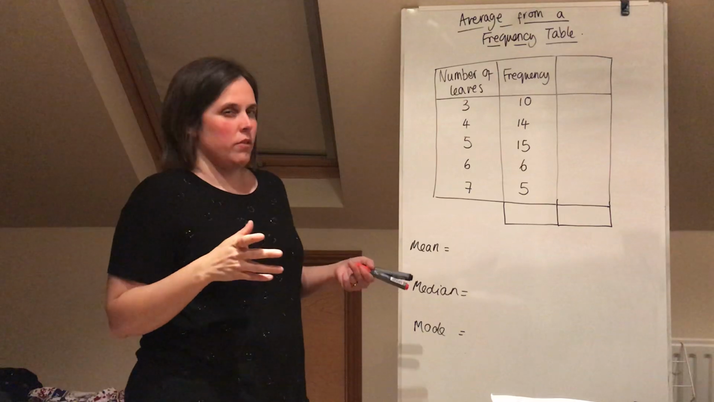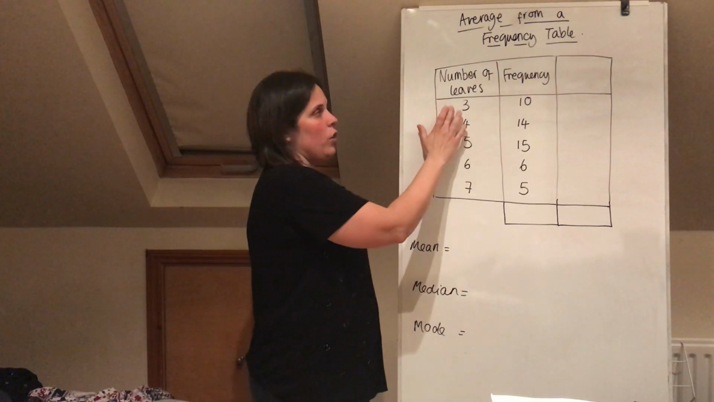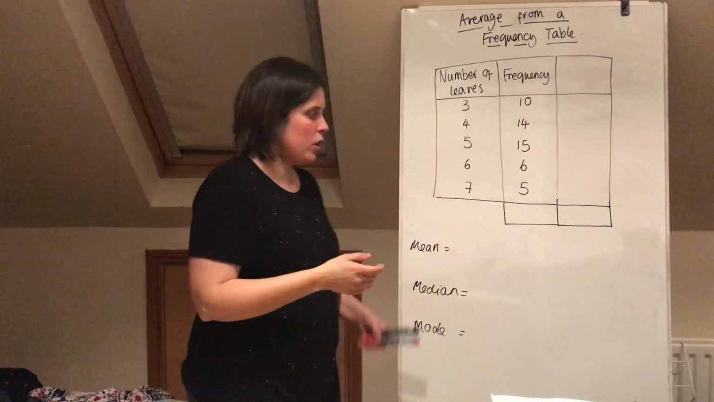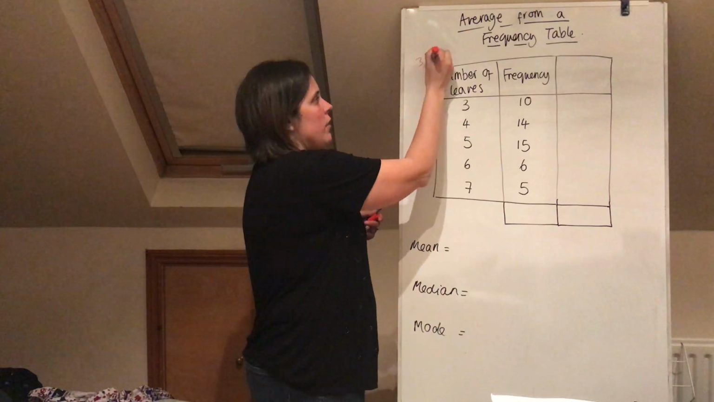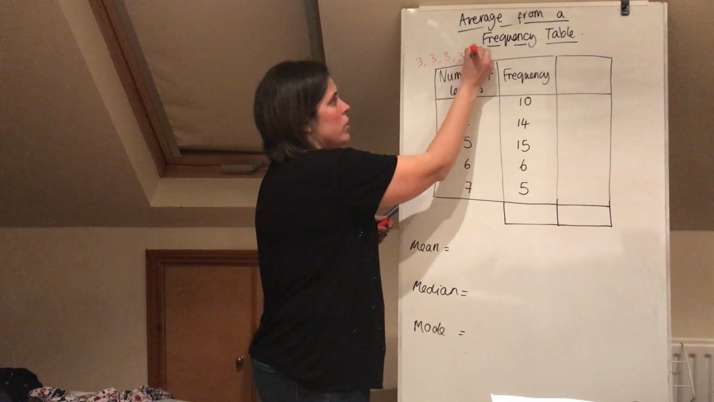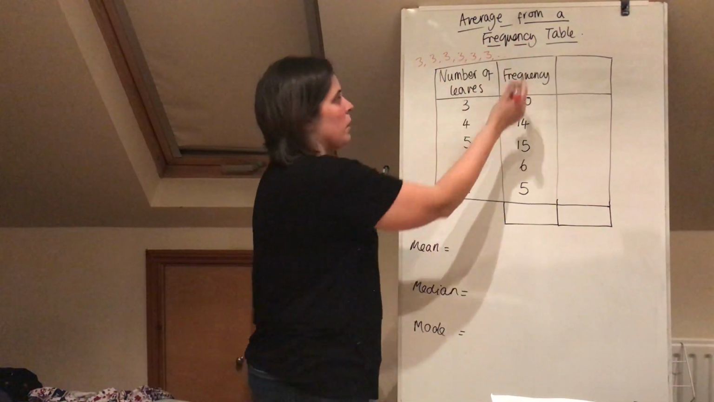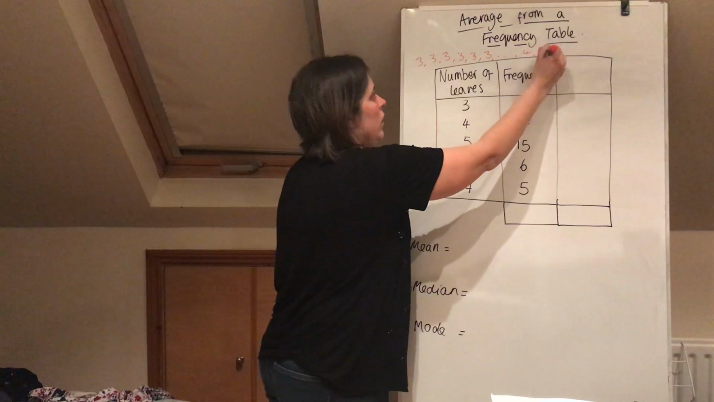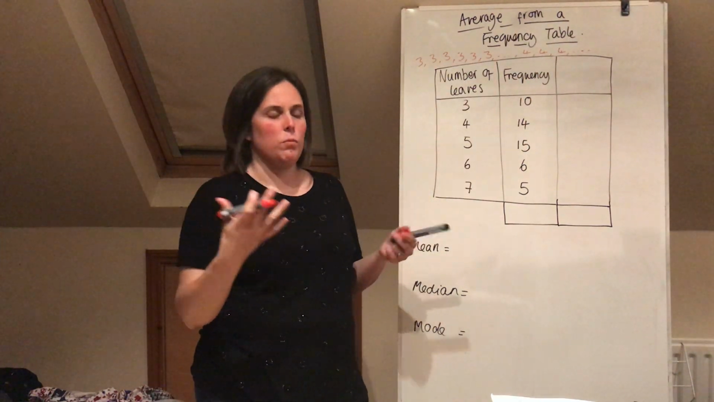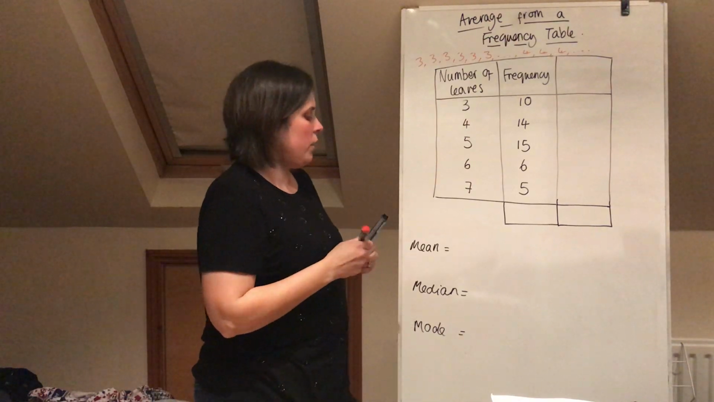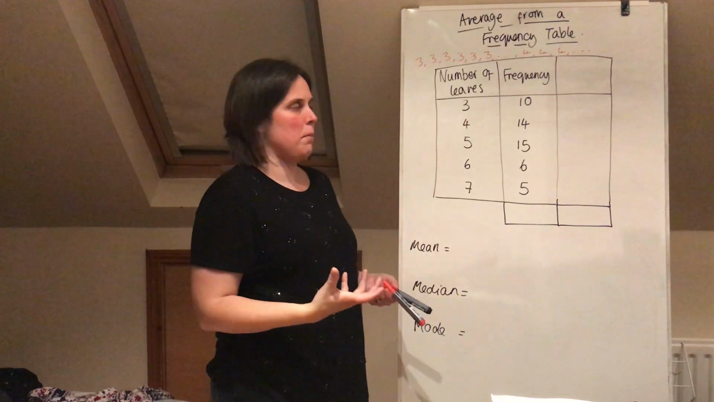So thinking about the mean first of all, we add them up and divide by how many there are. If I've got 3 leaves and that happens 10 times, if it was raw data, what this would look like is I would have 3 written out 10 times, followed by 4 14 times, and so on. So you can imagine what that looks like. Well, if I want to calculate the mean, then all I'm doing is adding up all of those numbers and dividing by how many I've got.